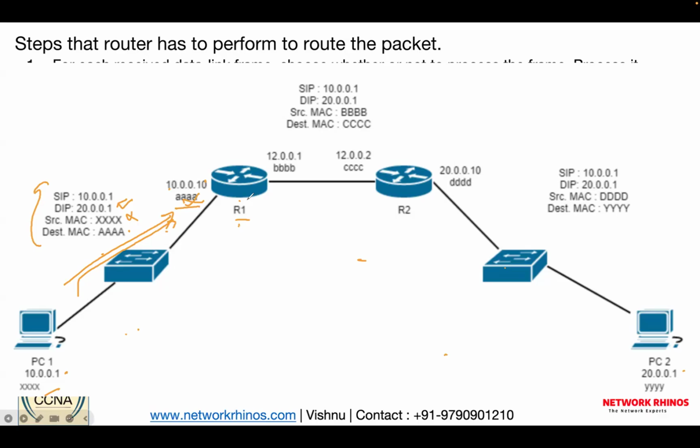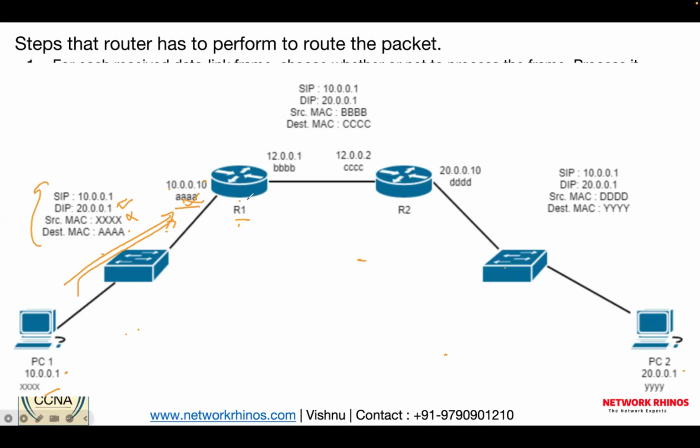Now again R2 will check the destination MAC address. It says that is my own MAC address only, and I will open the cover. And once I open the cover, I can see inside the destination IP, it is not my IP. It is somebody else's IP. And from R2 to PC2, again the traffic will go further.